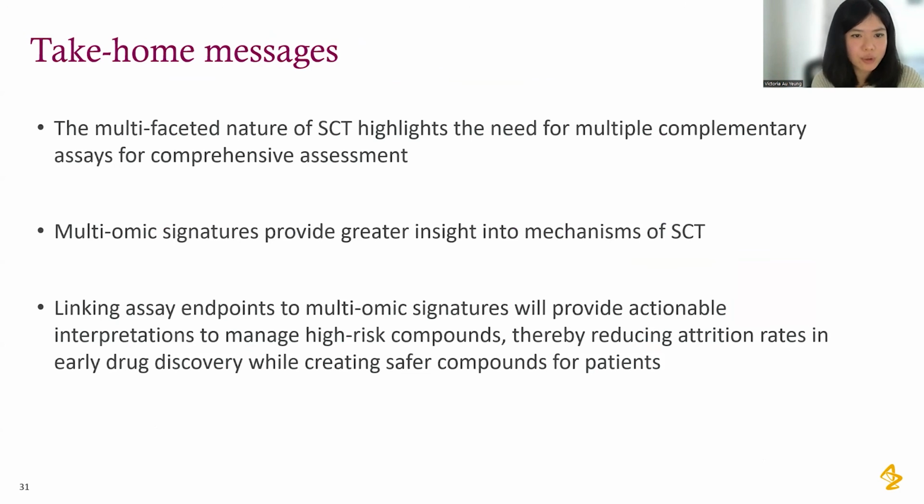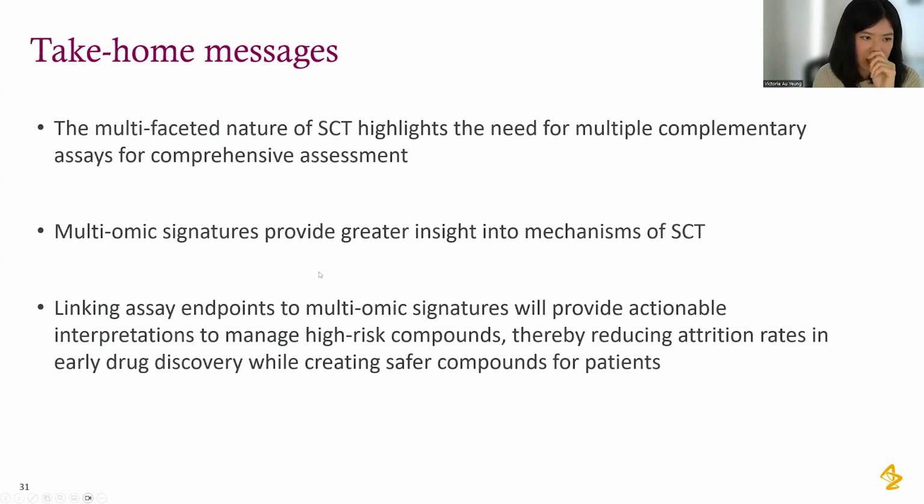So I've shown you 3 different aspects of ways that we're trying to improve the interpretability and assessment for structural cardiotoxicity. I think, if anything, there are 3 take-home messages from this work. First of all, that SCT is a highly multifaceted outcome, and therefore we need lots of different assays and ways of assessing it to really understand the mechanisms underlying SCT for appropriate de-risking of compounds.